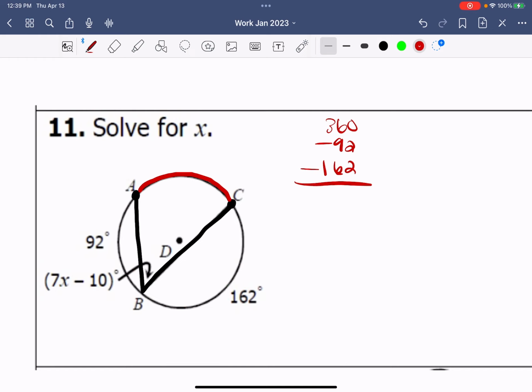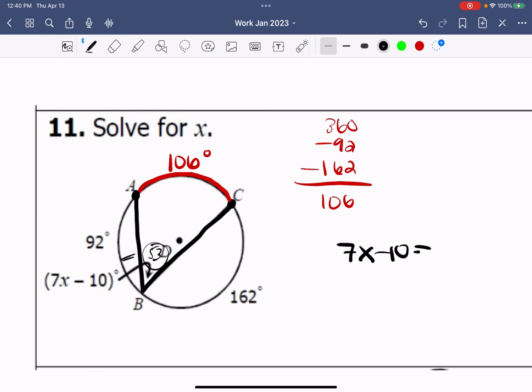So 360 minus 92 minus 162, and it leaves us with 106. So we have 106 degrees for the arc. It means if I take this number and divide it by 2, it can go into the angle. And we get 53. And because 53 is in this corner and the equation's in the same corner, those are the ones that are equal. Okay, so you would put an equal sign for that.